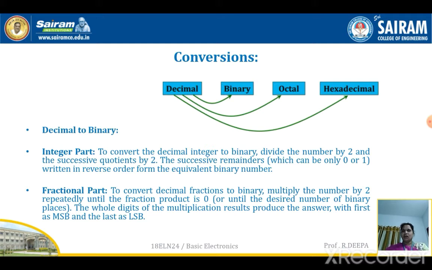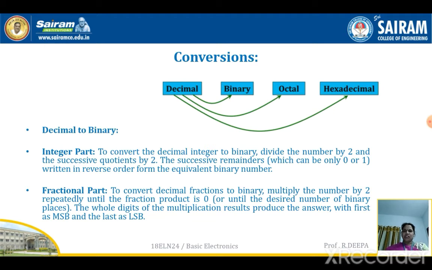So first let us see how to convert a decimal to a binary number. To convert a decimal integer to binary, as I told, we need to divide the given decimal number by 2, and the successive quotients by 2. The remainders we get after dividing by 2 can be either 0 or 1. We keep on dividing until the quotient becomes 0 or 1, and finally you write the remainders in reverse order to get the equivalent binary number.